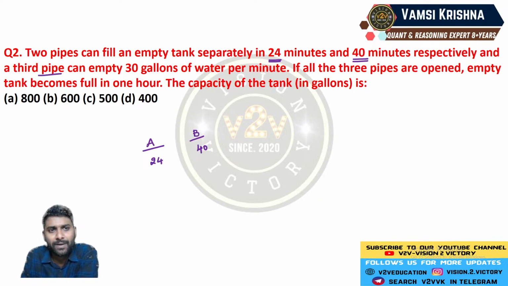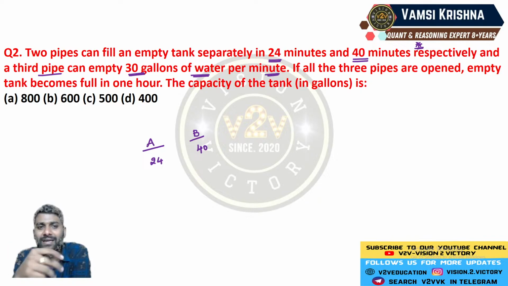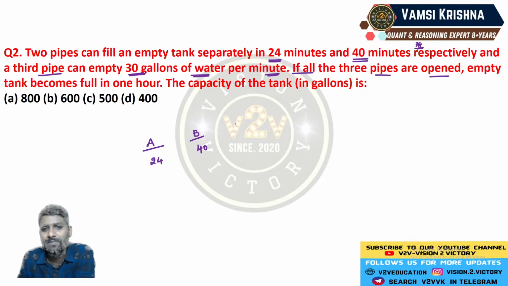And the third pipe can empty 30 gallons of water per minute. I'm assuming that tap C is the emptying pipe. It takes out 30 gallons of water every minute. If all three pipes are open, A and B and C, remember that A and B are filling pipes and C is the emptying pipe, then the empty tank becomes full in 1 hour. 1 hour means exactly 60 minutes.